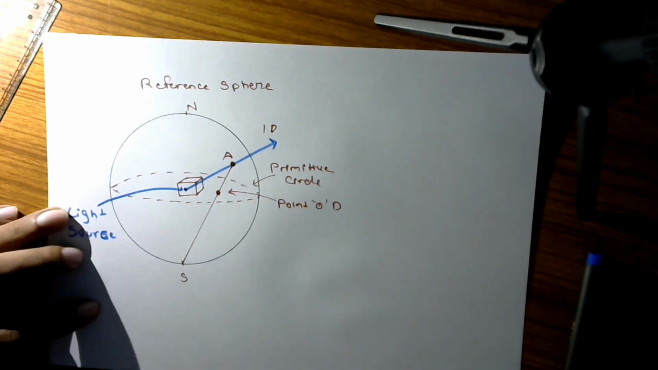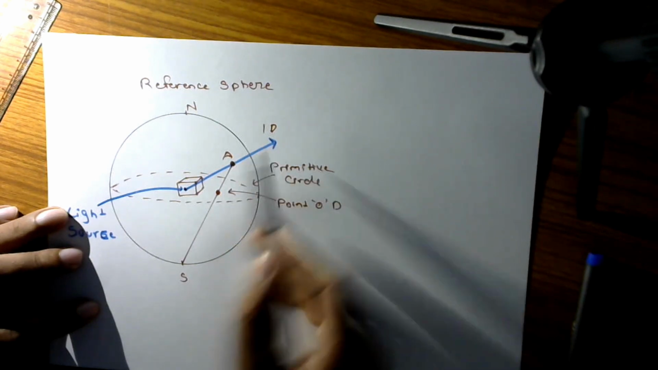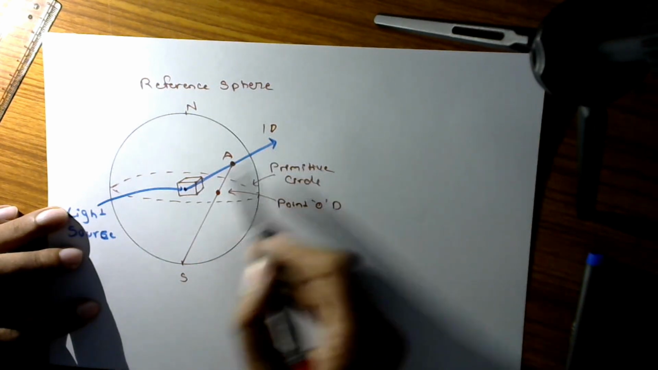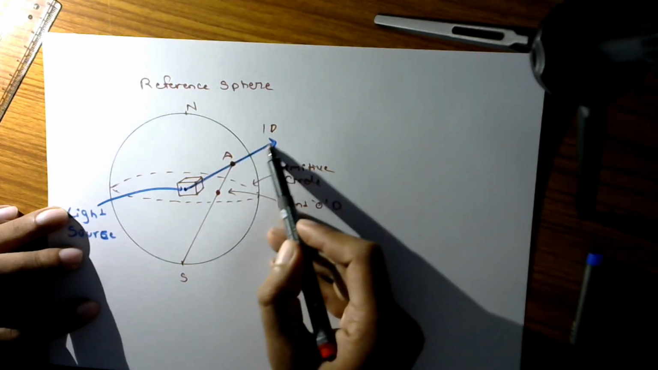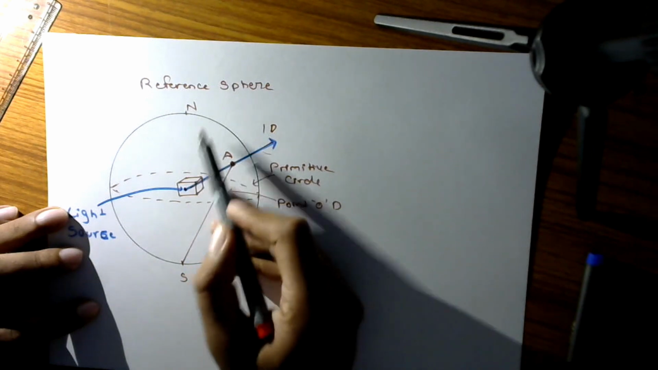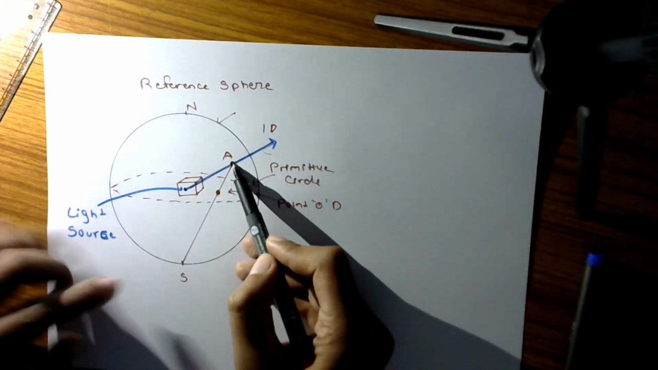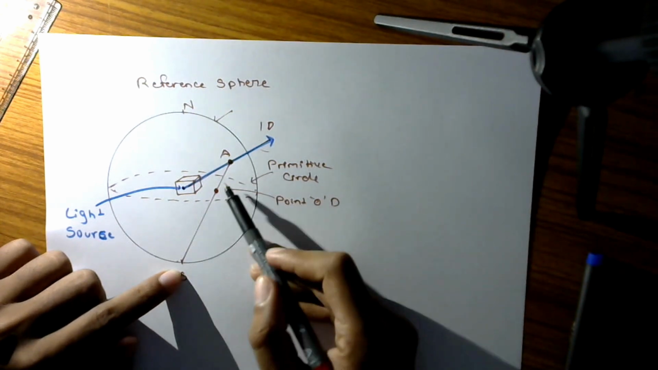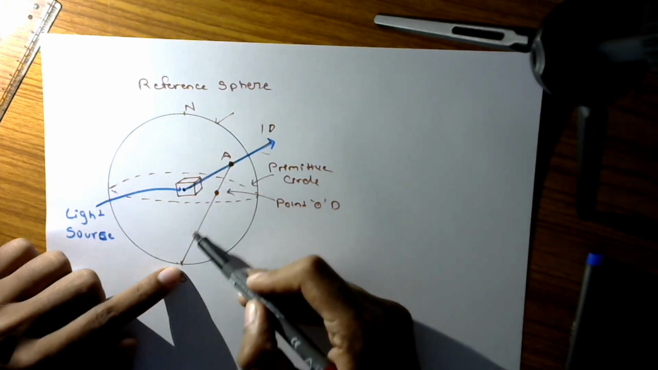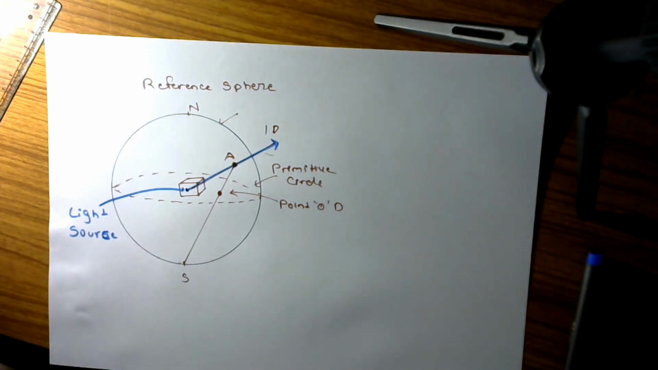So the procedure is very simple. A light source will be there, and it will go in all directions. A particular ray represents one of the directions, and wherever this direction intersects the reference sphere, that point will be joined with one of the poles. And wherever the line we have just found intersects the primitive circle, that will be our stereographic projection of the particular direction.